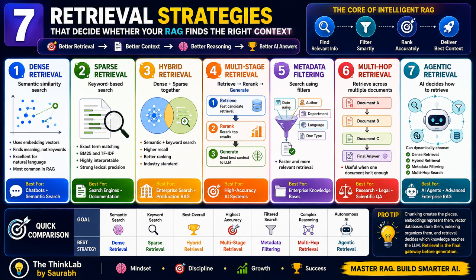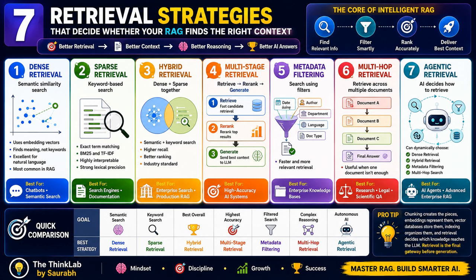Which retrieval strategy should you choose? Let's answer this important question. If you need semantic understanding, choose dense retrieval. If exact keywords are important, choose sparse retrieval. If you want the best overall performance, choose hybrid retrieval. If maximum accuracy is your goal, choose multi-stage retrieval. If your documents contain useful attributes like date, author, or so on, go with metadata filtering. If your question requires information from multiple sources, use multi-hop retrieval. And if you are building an advanced AI agent, agentic retrieval is the best choice.